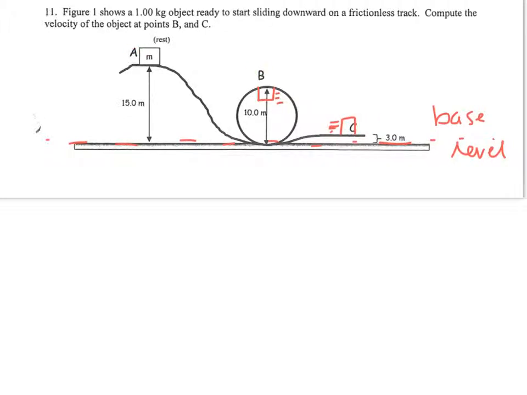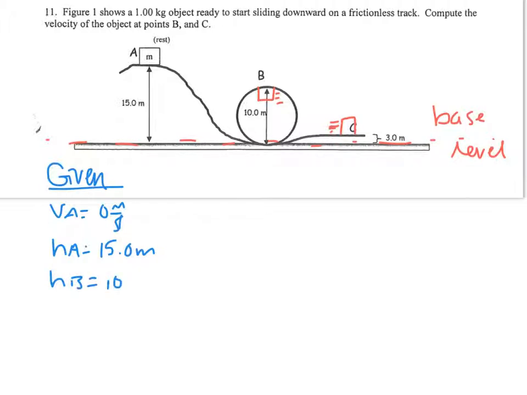So what's different about this problem compared to the previous problems? Well, instead of just A and B, you have a third, A, B, and C. So we'll list the given and find, and then we'll make our energy bar charts. We know that speed at A is 0 meters per second since the block is at rest. We know that the height at A is 15 meters. We know that the height at B is 10 meters. And we know that the height at C is 3 meters.